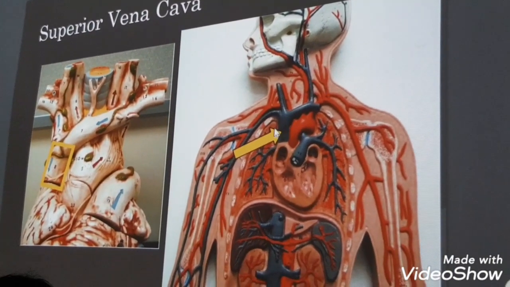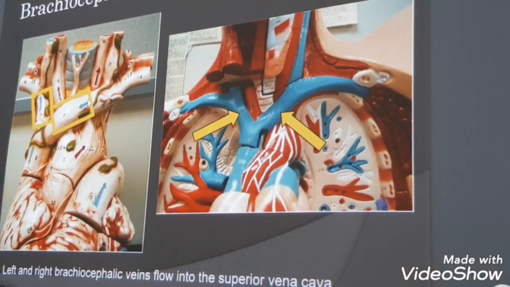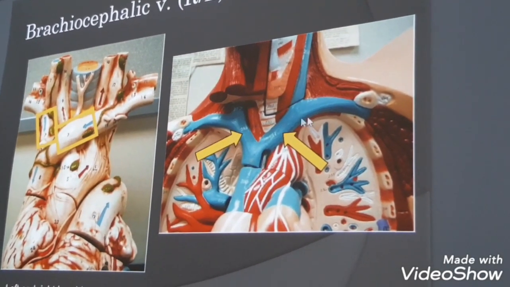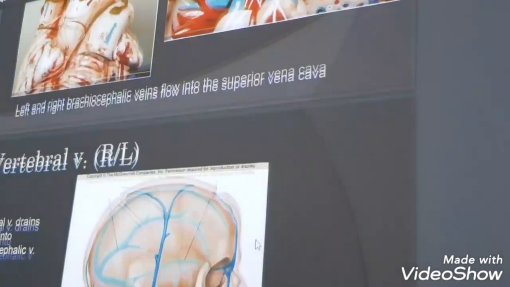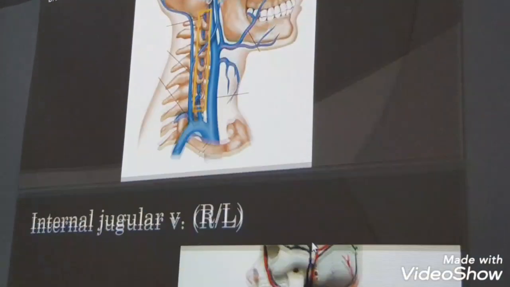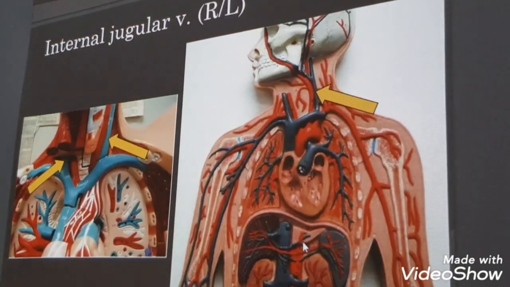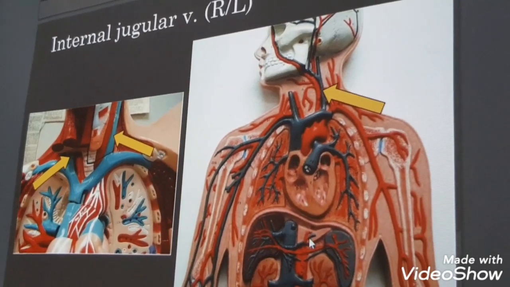via the superior vena cava. And then these are your brachiocephalic veins that would drain back into that superior vena cava. These are your vertebral veins. And here is something different that does not have a corresponding artery name to it.